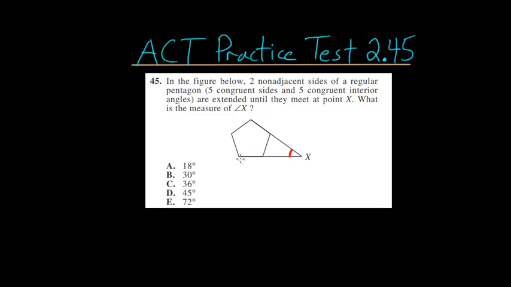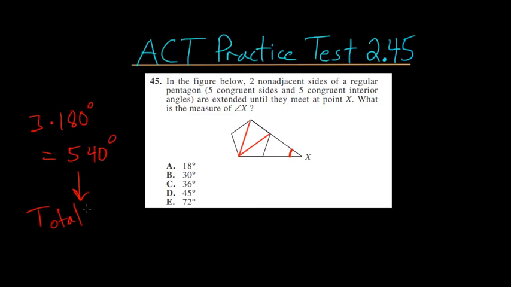So the trick is that we're going to essentially fit triangles within this pentagon. And we could fit one here, another one here, and that would be it. We have 3 triangles in it now. And since each triangle contains a total of 180 degrees, and we have 3 of them, then we can say that a regular pentagon has 3 times 180 degrees. And if we multiply this together, we get 540 degrees. So this is the total angle measure of a pentagon.